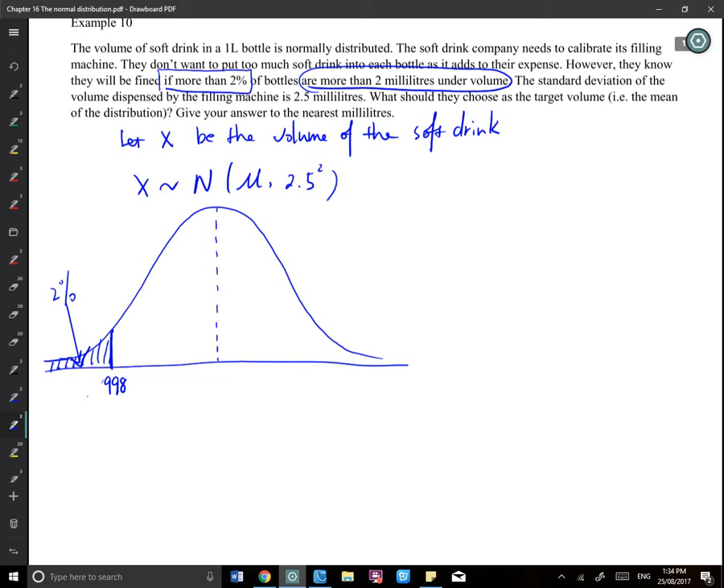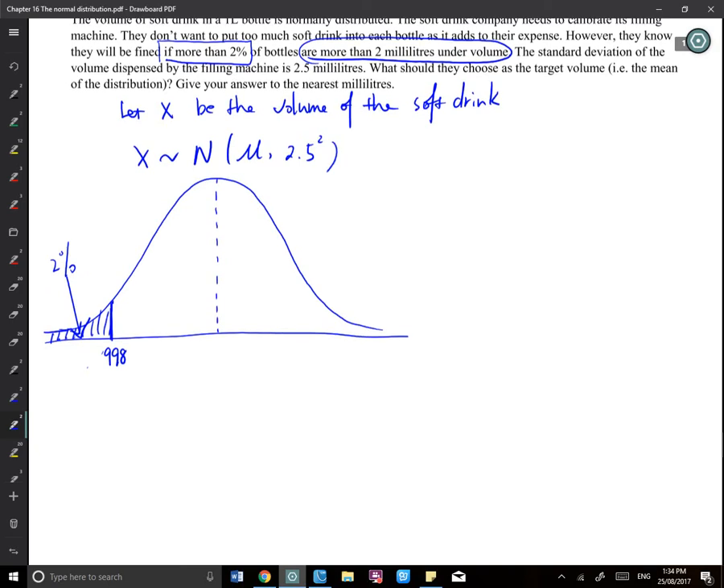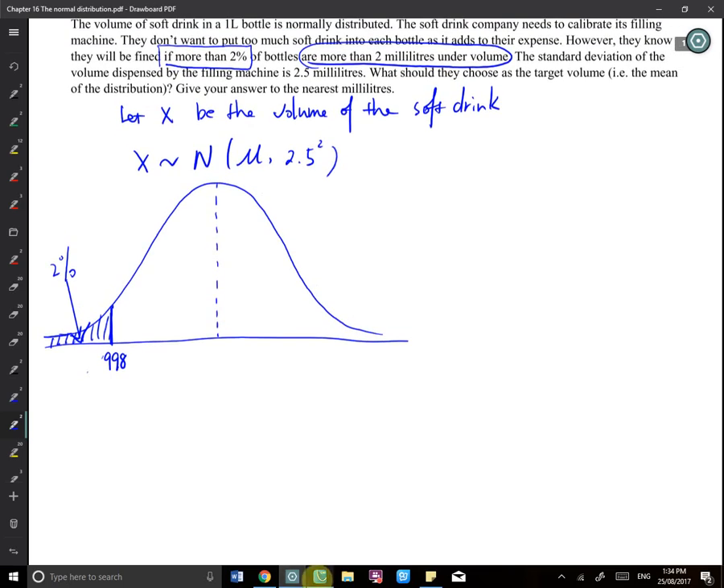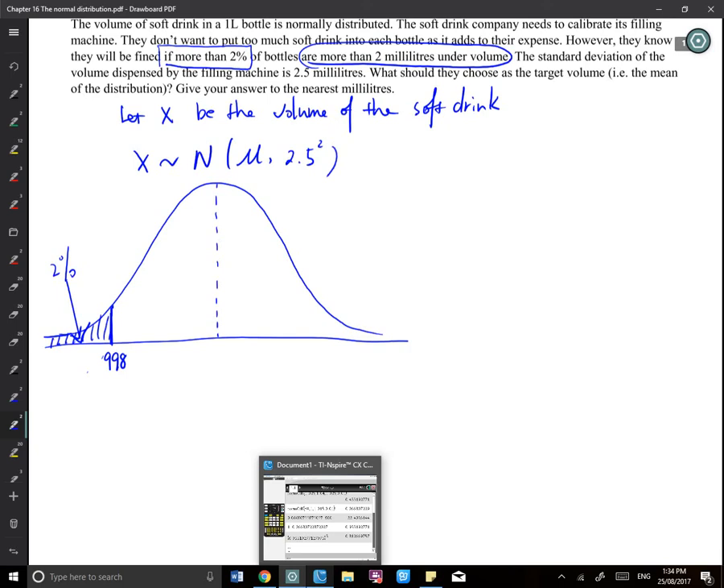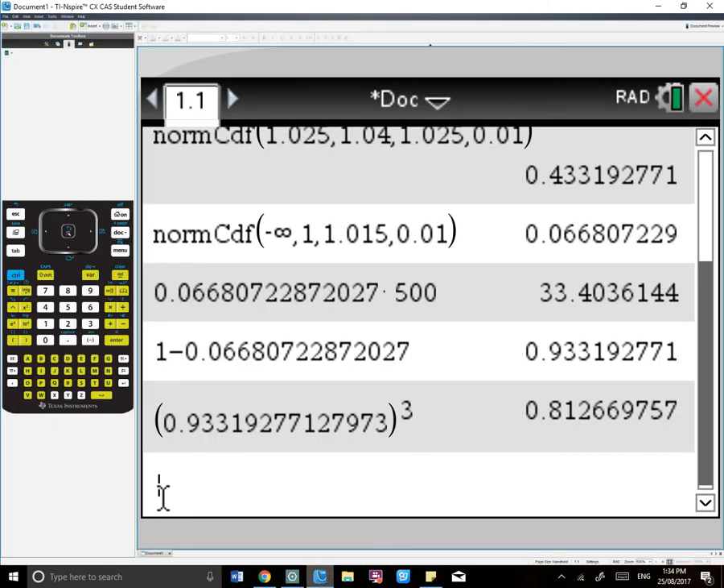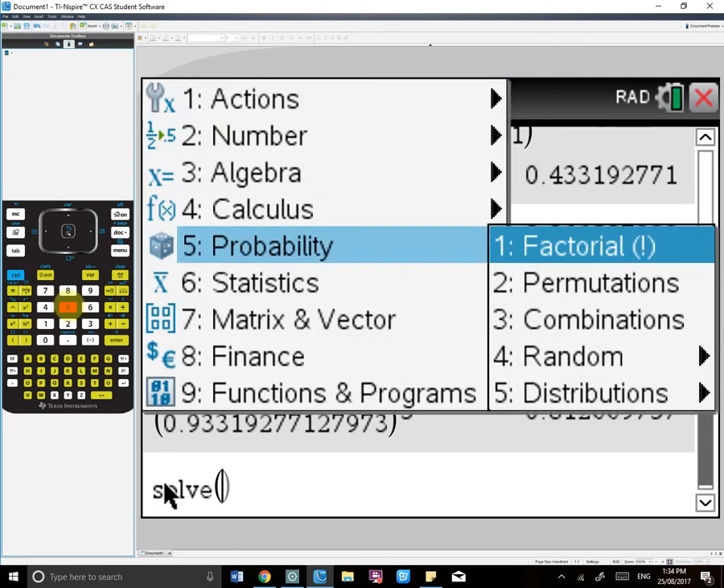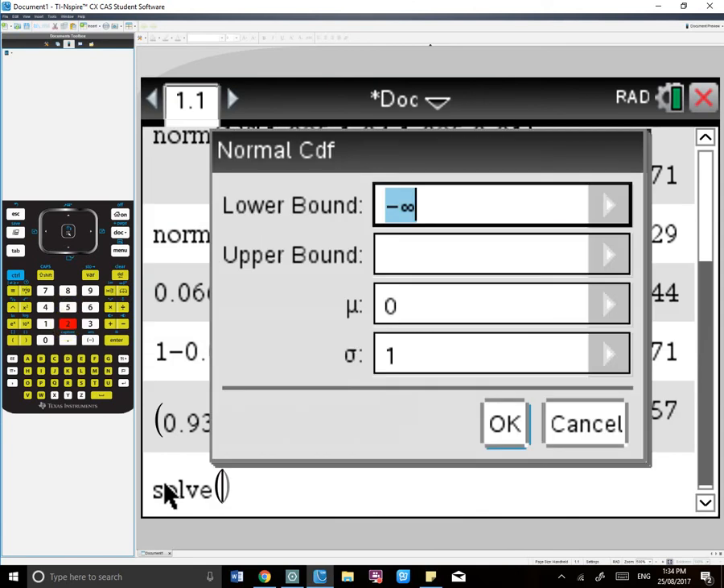Which way do you want to go first? Let's go the calculator way. The calculator way is not safe, but it can work. I know most of the things already. I don't know the mean, but I know the standard deviation, I know the area, and I know the value that gives that area. The only thing I don't know is the mean. I can solve for it. So what I'll do is menu 3.1. I want to solve for something. Menu 5.5.2. Okay, into this one.